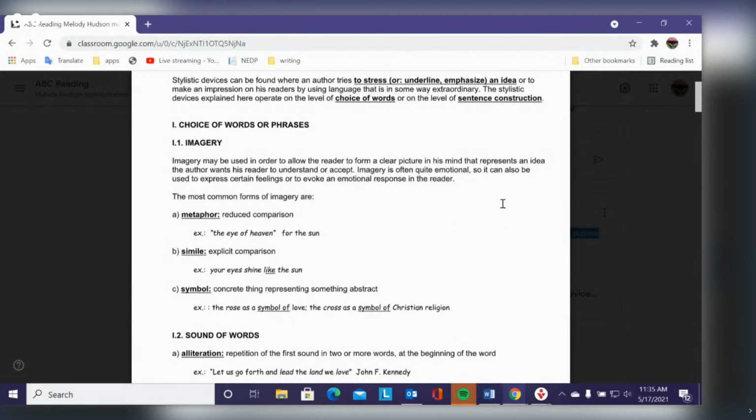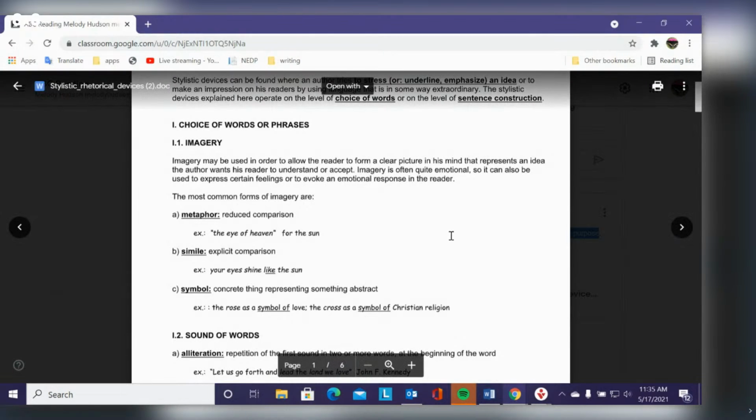A simile is a very explicit comparison, and you're going to see words like "like." Your eyes shine like the sun. So your eyes are the sun. They are little suns, right? They shine like the sun.